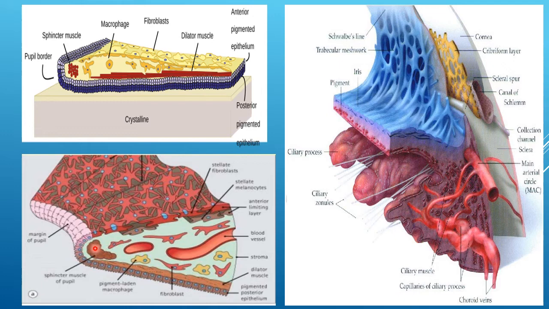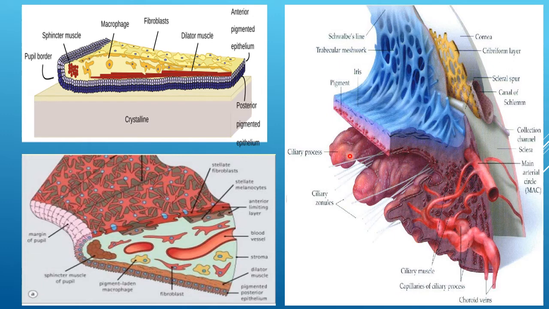This is the ciliary stroma along with the sphincter pupillae muscle. Then is the layer which is non-pigmented, and this extends into the stroma as the dilator pupillae muscles, and the posterior layer is the pigmented epithelium.